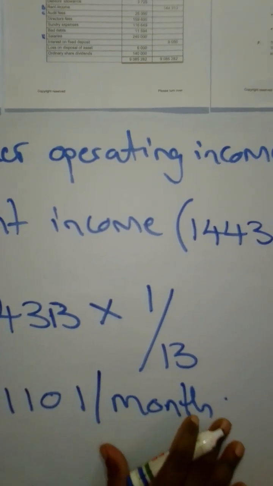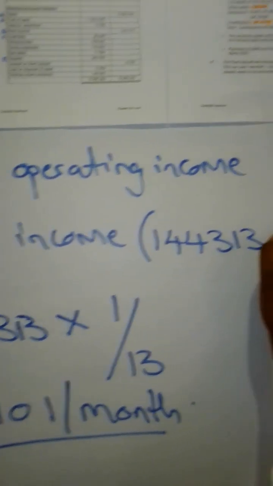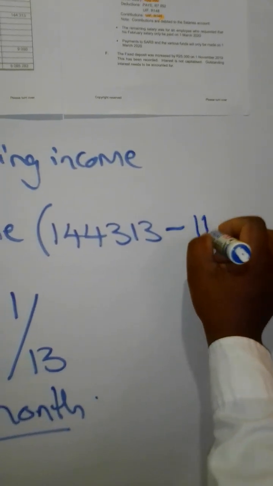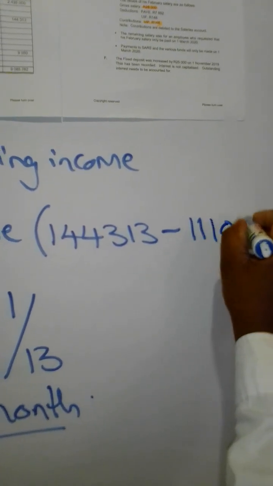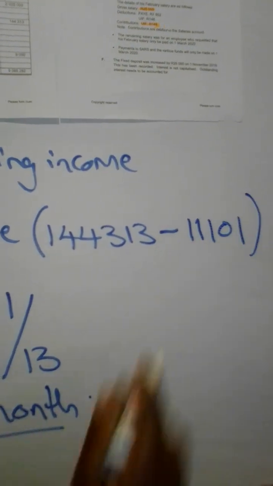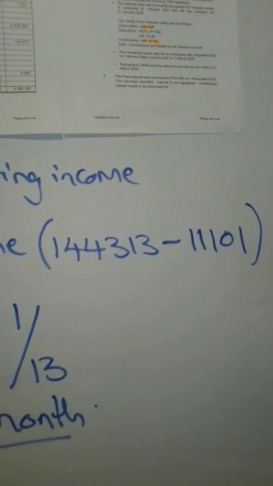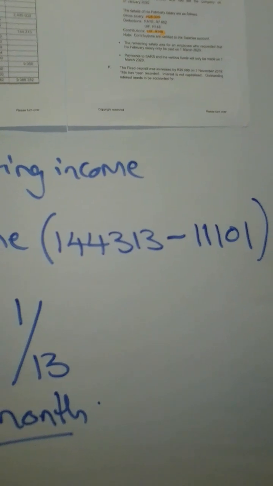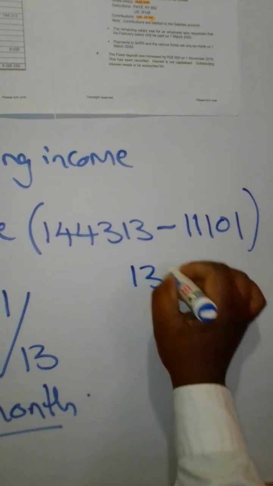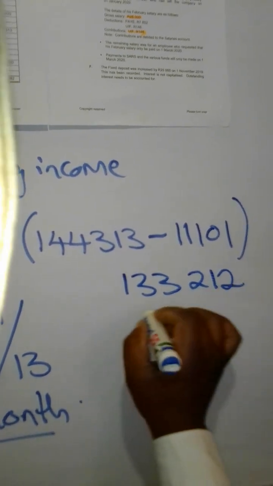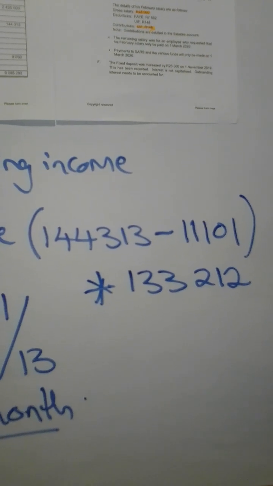So now that we've got our amount per month and we know that there is a month in advance, we can simply subtract the money for 1 month, which is the money for March. When you subtract 11,101 from 144,313, we remain with our rent income at 133,212. So this is our new amount for the rent income.